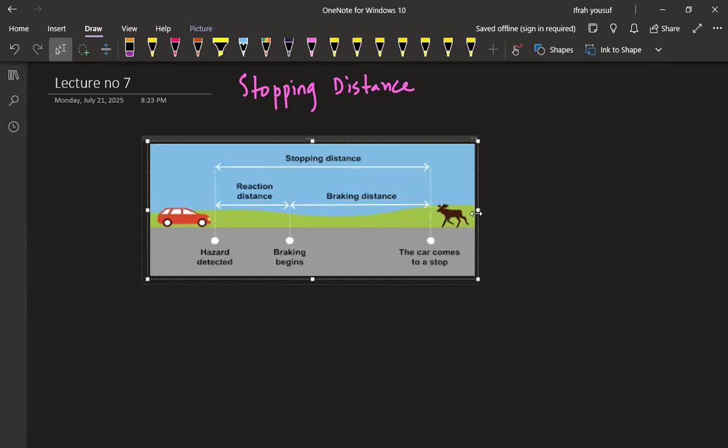All right. So you are driving a car, right? And you are moving with a constant speed. So let me write it here. Moving with constant speed. Okay, right? That's fine.